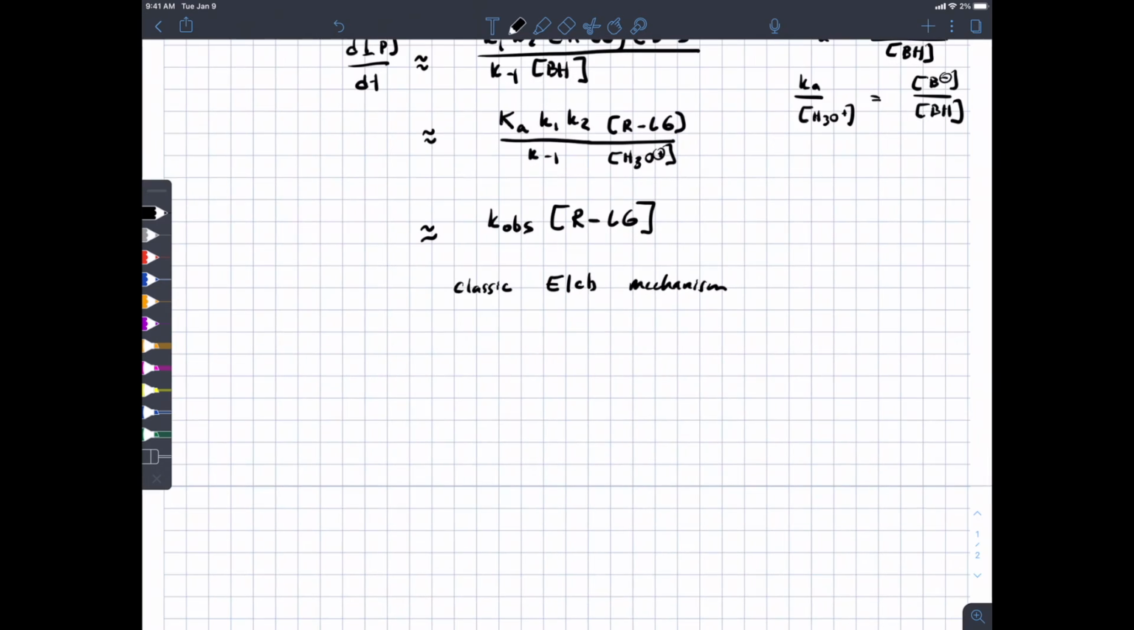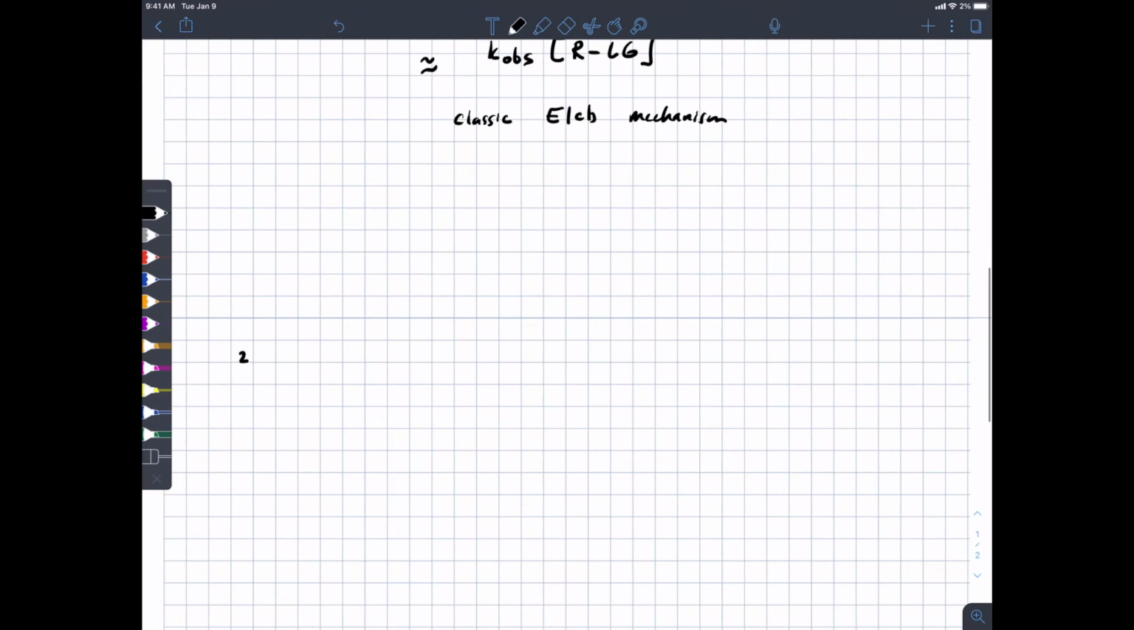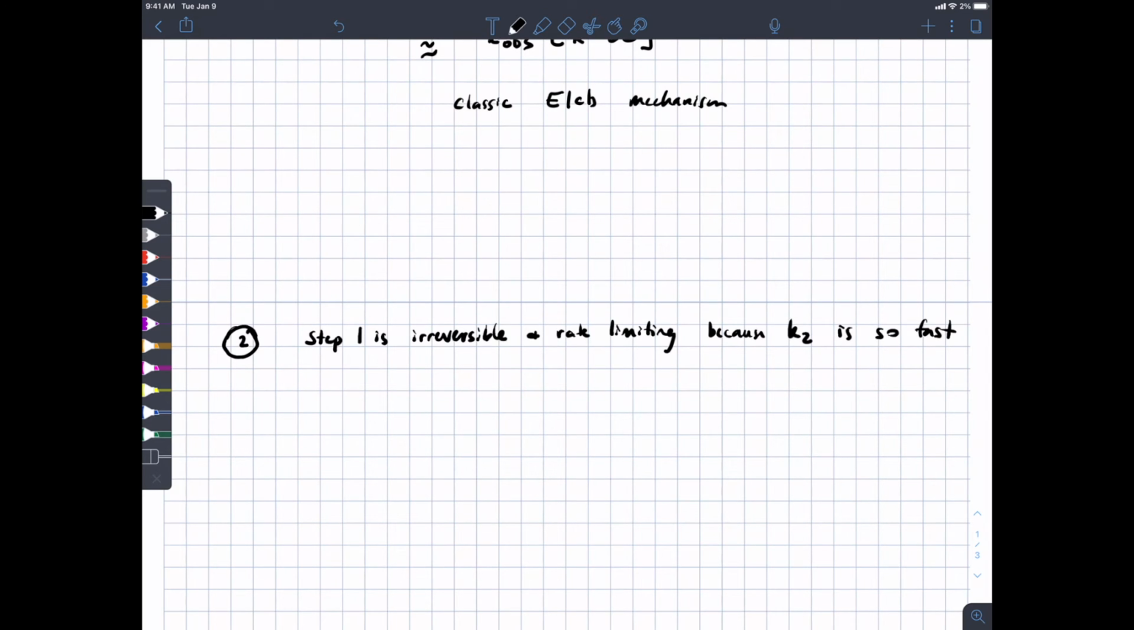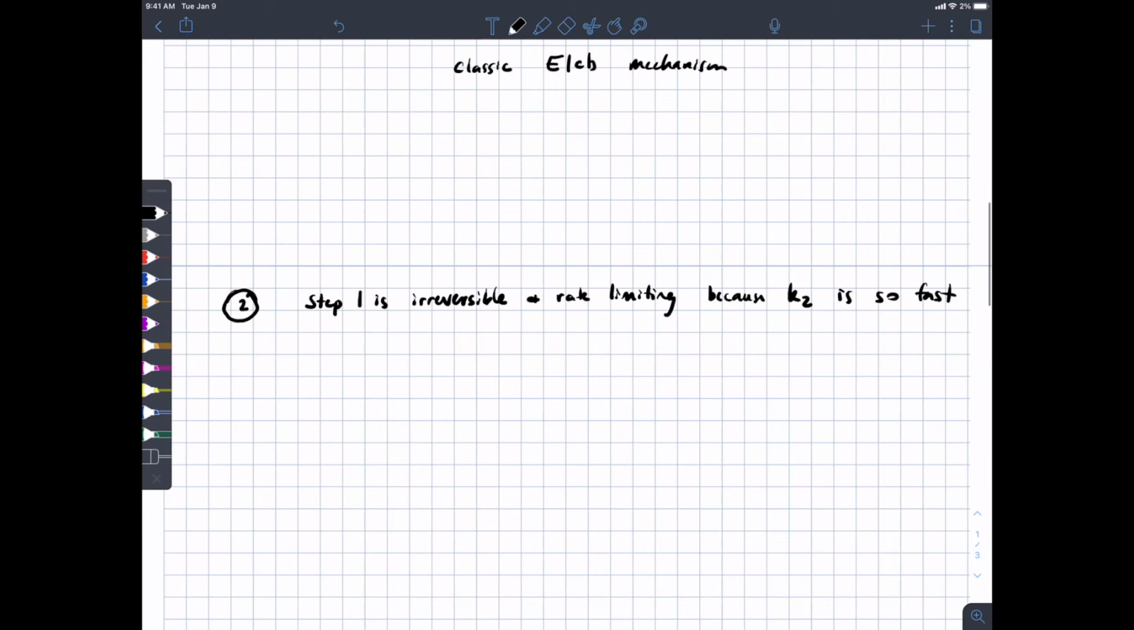So case number two might be that actually step one is irreversible and rate limiting because k2 is so fast. Okay, so an example of this would be, say, a molecule like this.